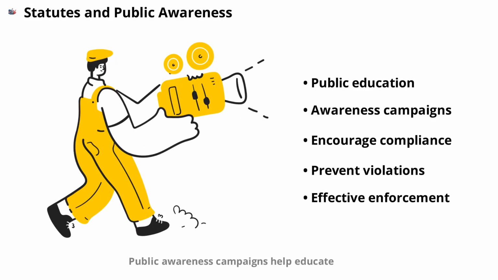Public awareness campaigns help educate citizens about important state statutes. These campaigns may focus on issues like public health, safety, or new laws that affect daily life. By increasing awareness, states encourage compliance and help prevent unintentional violations. Education is a key part of effective law enforcement.